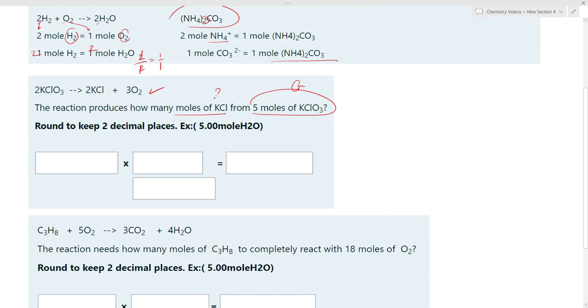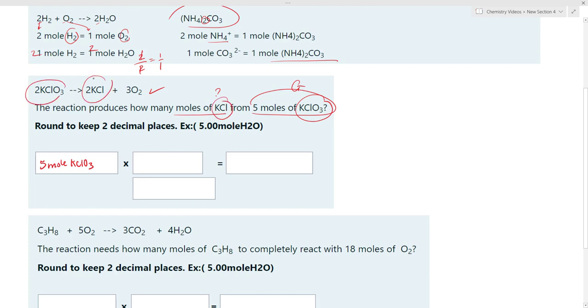So as always, we start with our given, and as you type in your answer, we type it normally without any spacing behind it. And we're going to keep our final answer to 2 decimal places. So in this case, our given is 5 moles of KClO3. Again, do not space. And remember just to type the 3 normally. Now, we look at this. We want to focus on KClO3 and KCl. So we want to circle that.